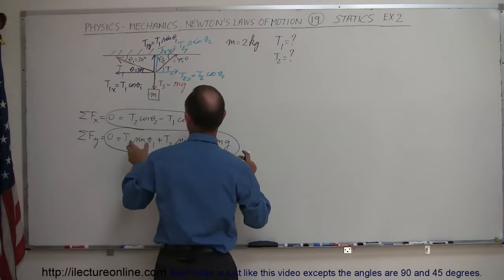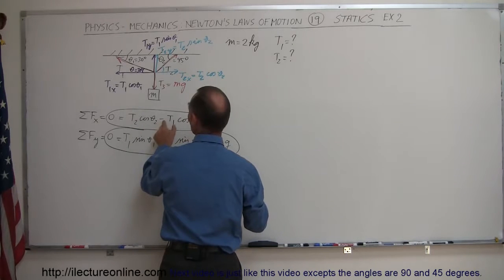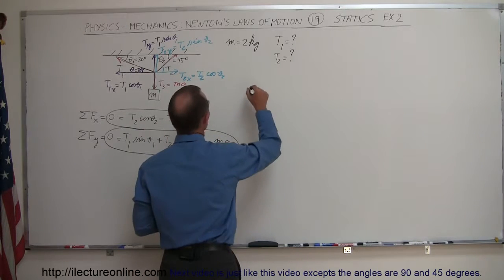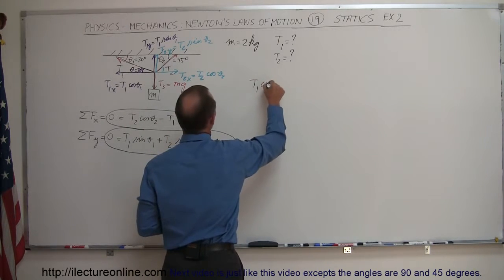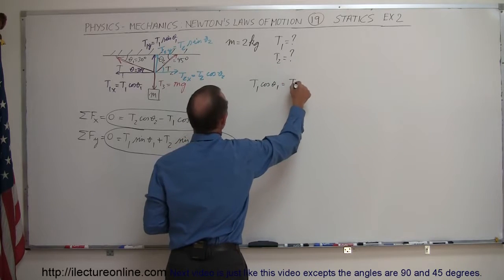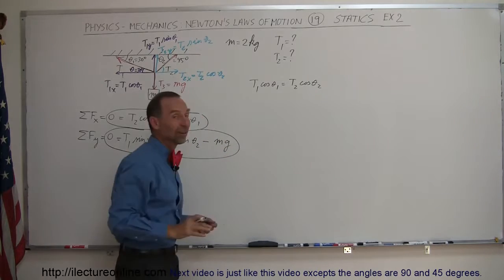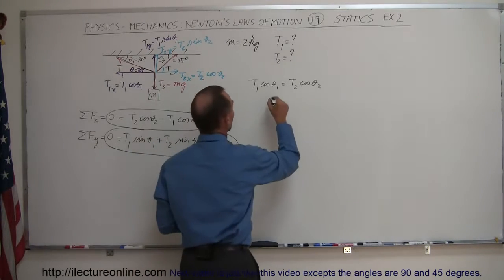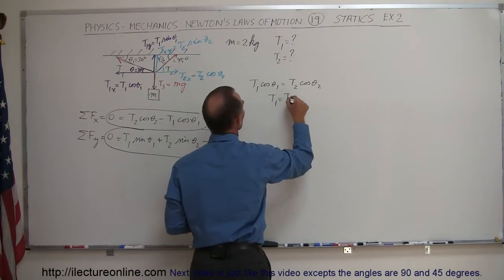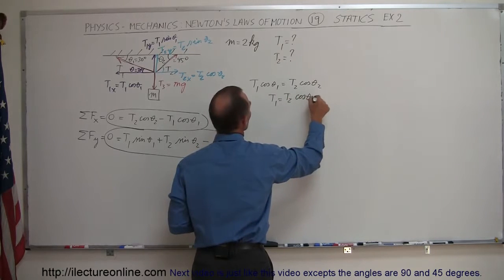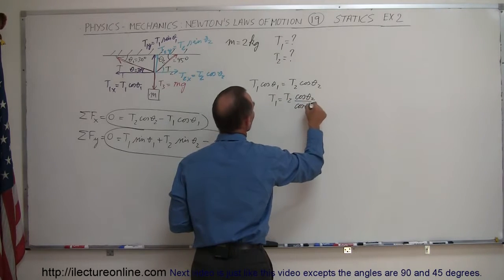All right, so we can go ahead and set these equal to each other. Moving this over to the other side, I can write that T1 times the cosine of theta 1 is equal to T2 times the cosine of theta 2. I can go ahead and divide both sides by the cosine of theta 1. And so T1 is equal to T2 times the cosine of theta 2 divided by the cosine of theta 1.